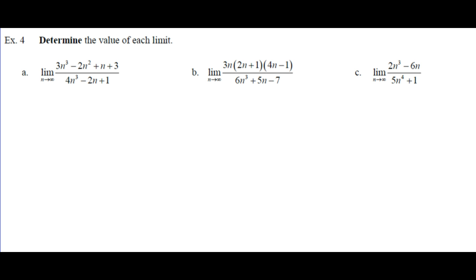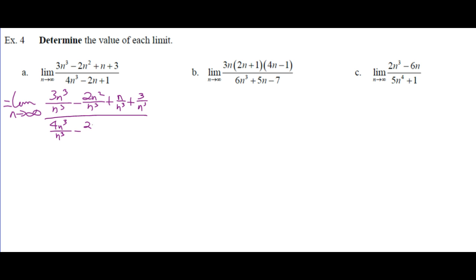Right, here's how we show that. So when we have a limit of this form and we want to more formally show, we look at it, we say, yeah, look, it's 3 over 4, but prove it. What we do is we're going to divide each term, right? We're going to divide each term by the term of highest degree, which in this case is n cubed. So it's going to look like this. Equals the limit as n approaches infinity of 3n cubed divided by n cubed minus 2n squared divided by n cubed plus n over n cubed plus 3 over n cubed, over, right? We're going to do the same thing down below. So 4n cubed divided by n cubed minus 2n divided by n cubed plus 1 over n cubed.